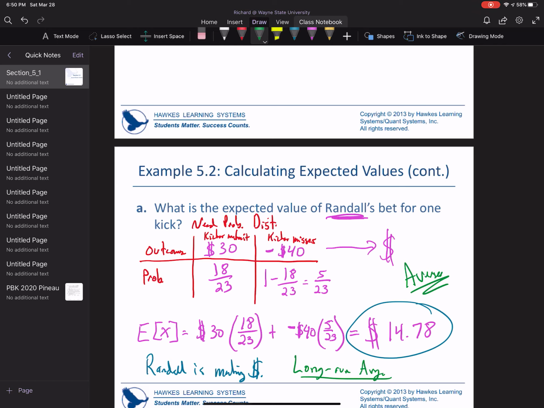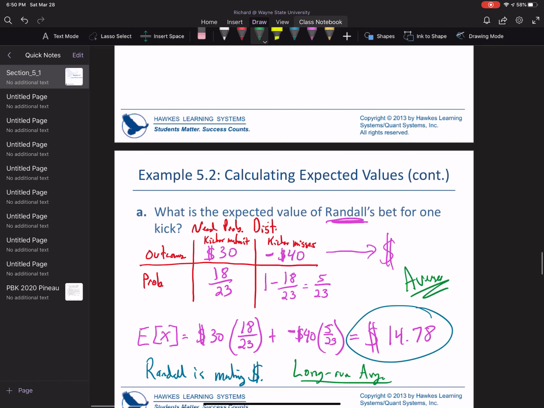Now, there's another little fact here that we have to make sure that we're aware of, and that is this game is not fair. So this is not a fair game. And in fact, Blake is an idiot for playing this game, because it very clearly favors Randall. And it was not obvious to see from the probability distribution. You actually needed the expected value to understand that.